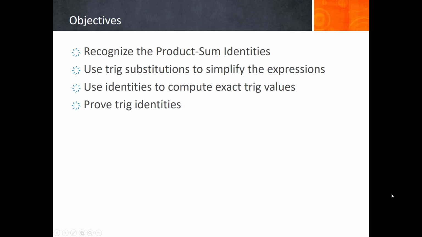Just similar to what we've done in the previous lessons, we'll first look at stating what those identities are, and then how we recognize them when we see them. And then we'll look through a few examples to show how we can use these identities to simplify other trig expressions, or to compute the exact values of trig expressions, or to prove some sort of identity.